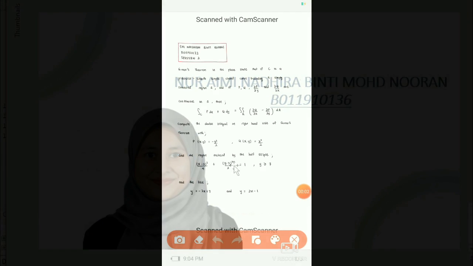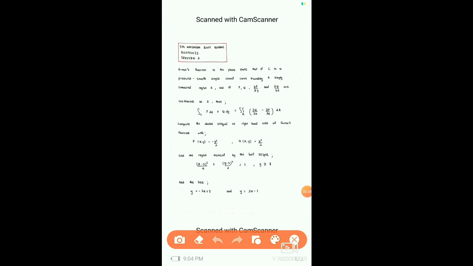Hi, this is me, and I want to explain to you about this example of Green's theorem from our group. We did this example as a team, and here I want to share it with you.